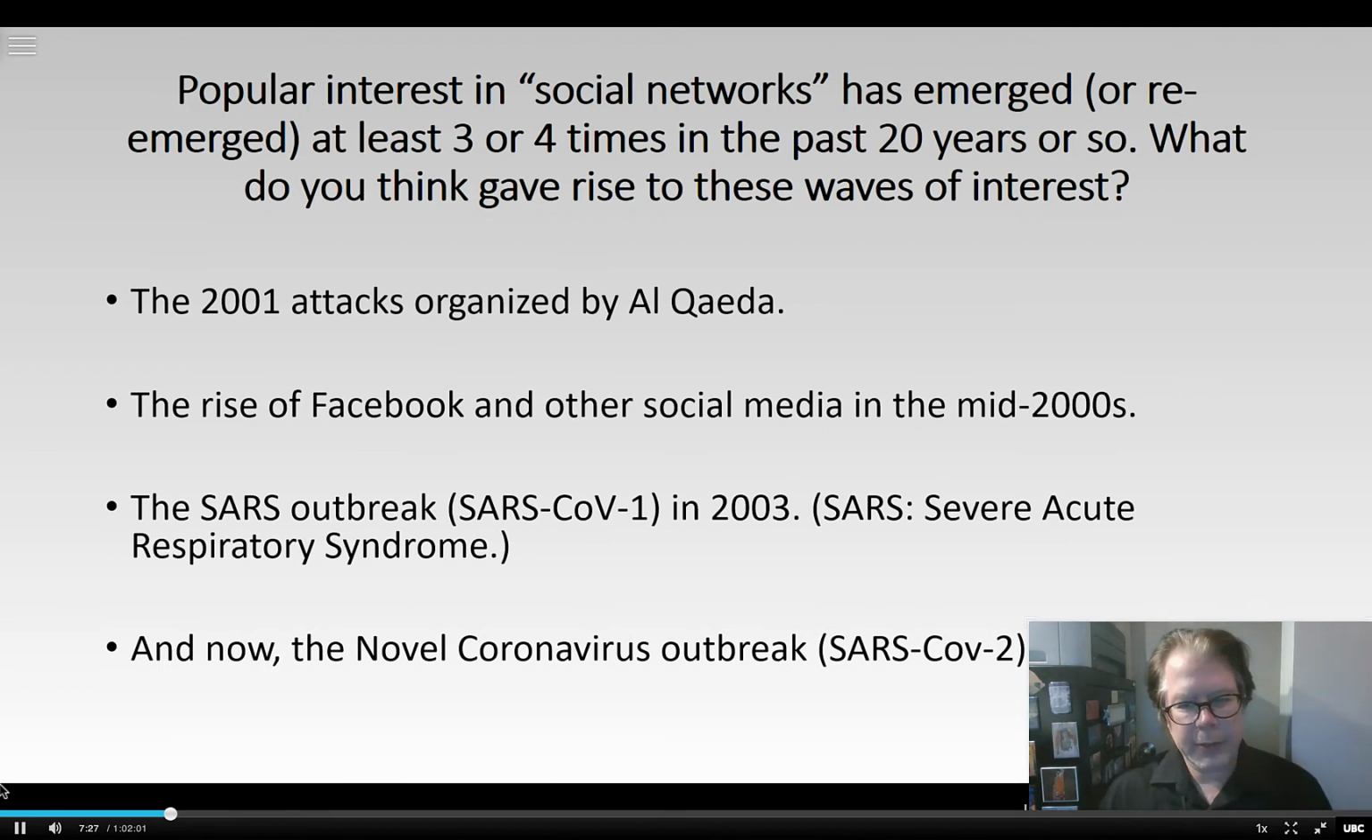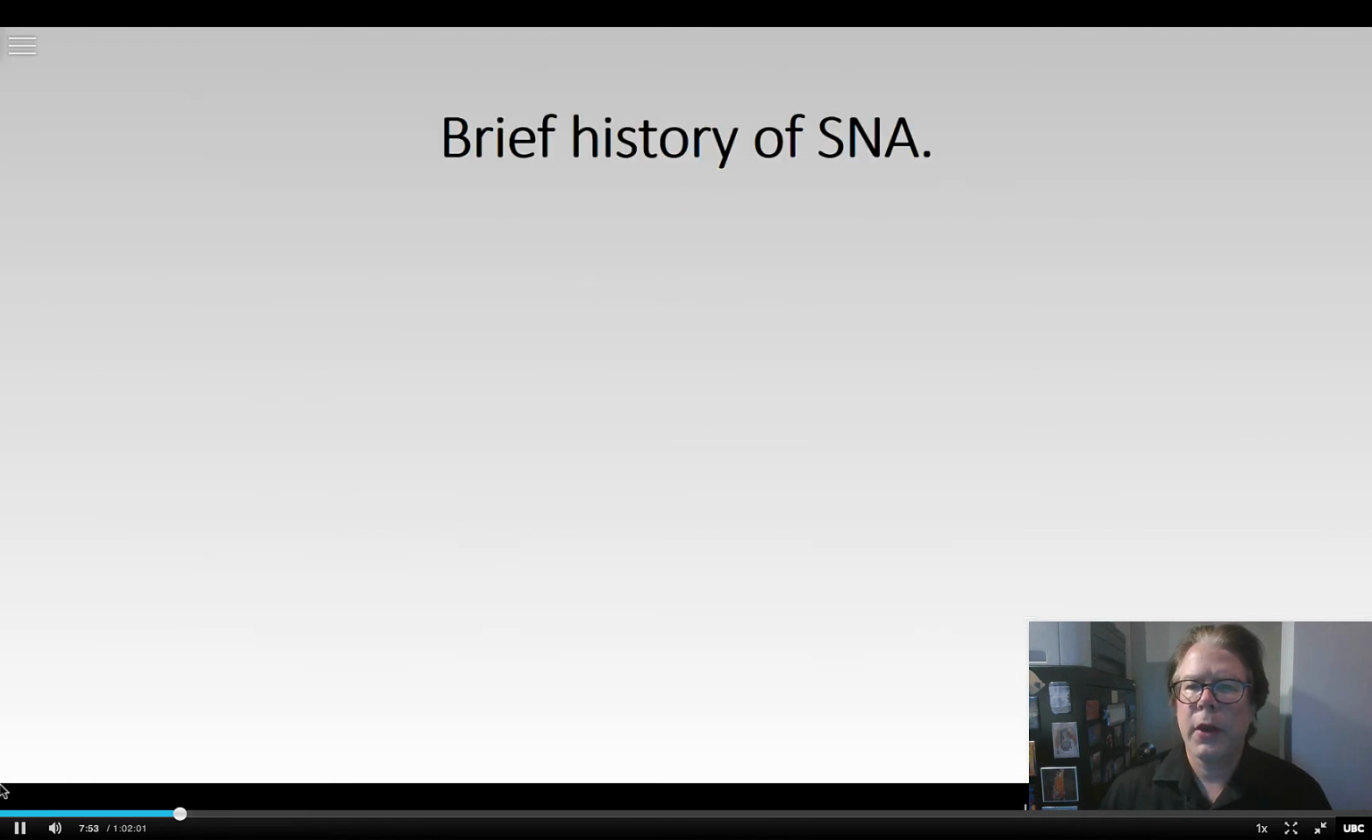And most recently, starting in the early part of this year, in fact, in the late part of last year, people are realizing that the novel coronavirus outbreak is also a social network phenomena. And as I said, there's been quite a few accounts of this in the media, and various kinds of network scientists have been engaged in trying to research this phenomena.